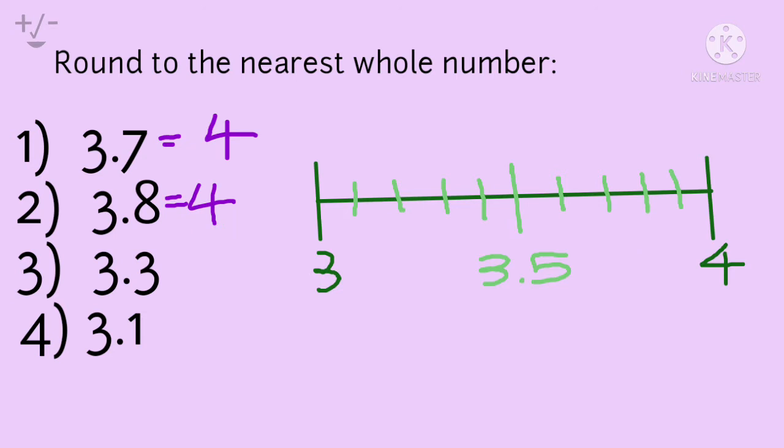The next question says, round 3.3 to the nearest whole number. Since 3.3 is located here, it's less than 3.5. So this time, the answer would round down to 3 as the nearest whole number. The final question says, round 3.1 to the nearest whole number. Since 3.1 is located here on the number line, and it's lower than 3.5, the answer would once again round down to 3 as the nearest whole number.